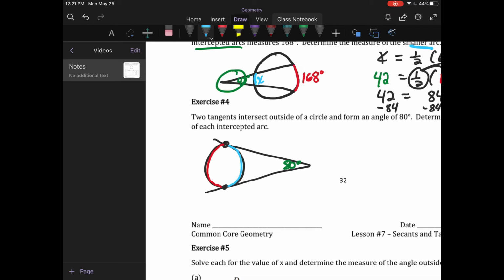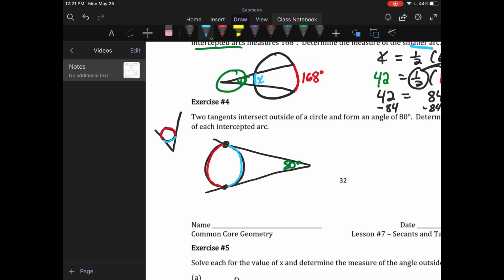And the way I drew my picture, it looks like they're about the same. But remember, you can draw the picture in a whole bunch of different ways. I could have drawn it like this, and the big arc is way bigger than the small arc in that picture. So we don't know for sure. Just because you draw it a certain way doesn't mean it has to be 180 if it looks like it's half.